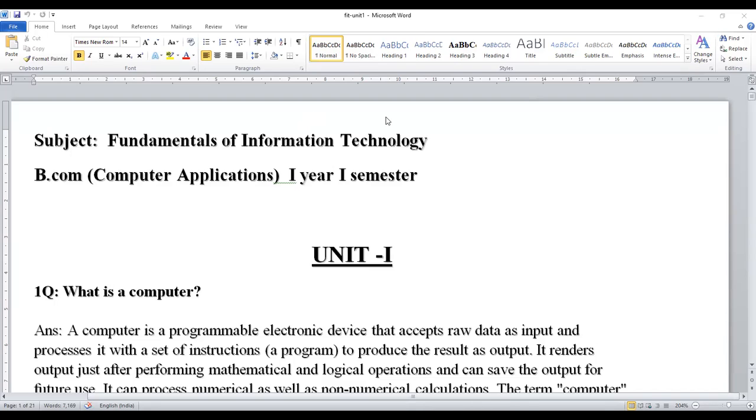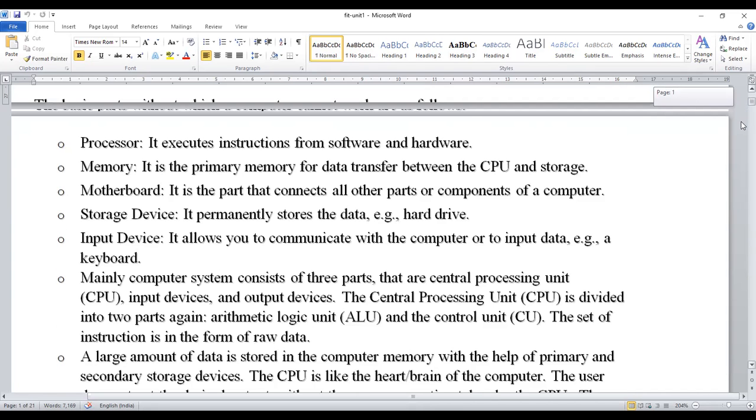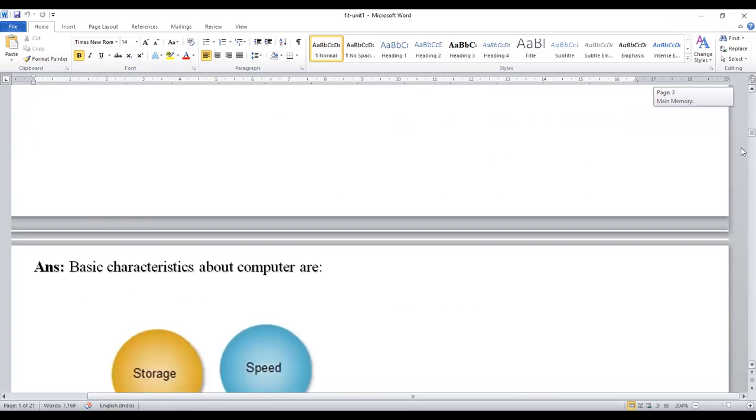Good morning, everyone. We are going to start the subject Fundamentals of Information Technology, first semester. So far we have completed the topics of the first unit.